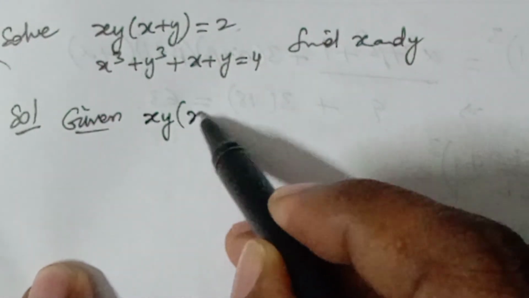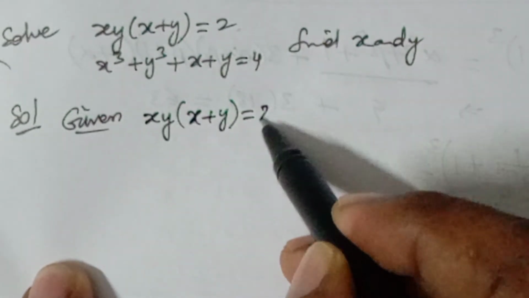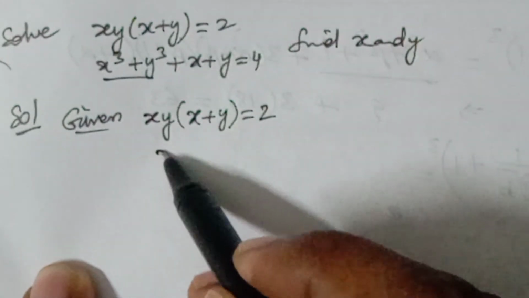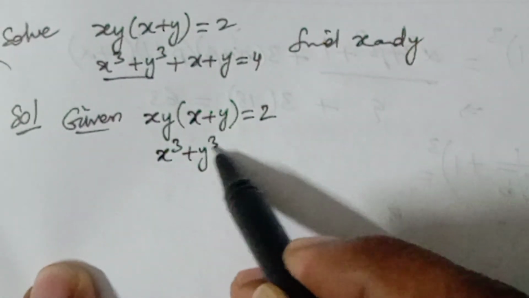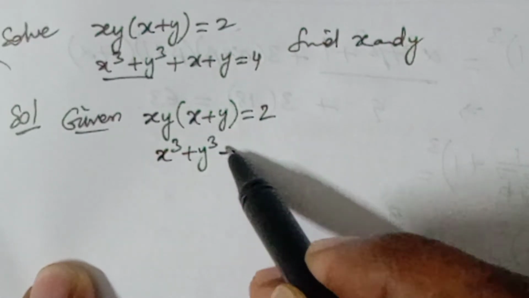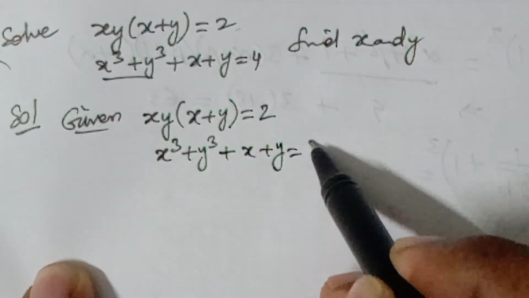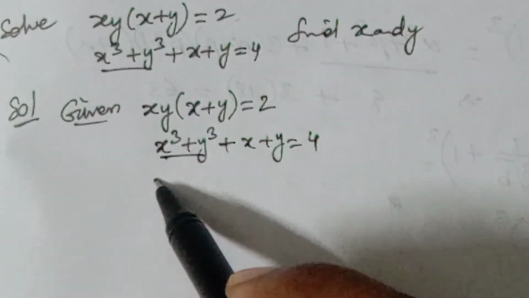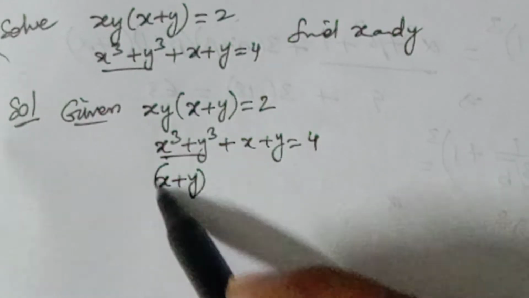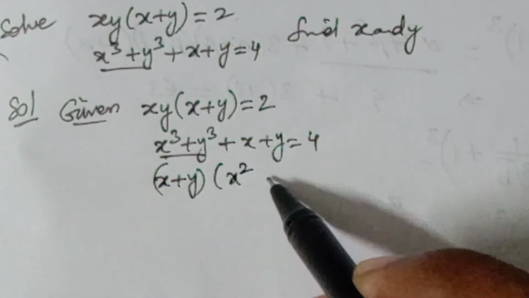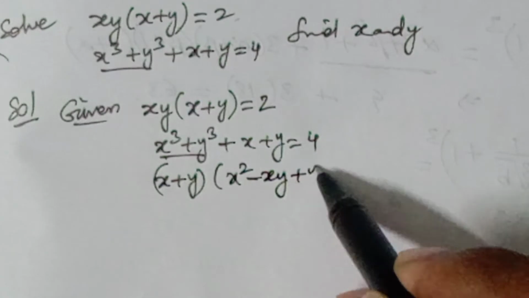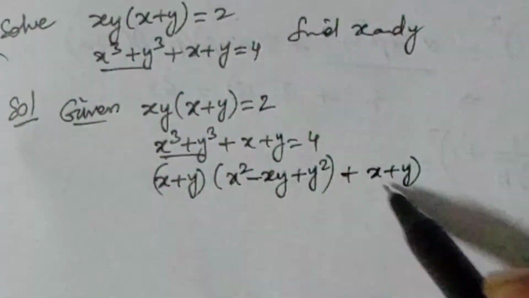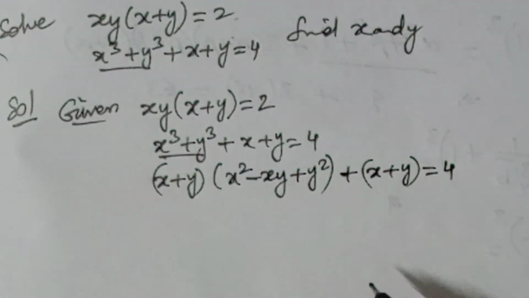Given xy into x plus y is equal to 2. So here x cube plus y cube plus x plus y is equal to 4. The x cube plus y cube formula you can write as x plus y into x square minus xy plus y square. So plus x plus y is equal to 4.